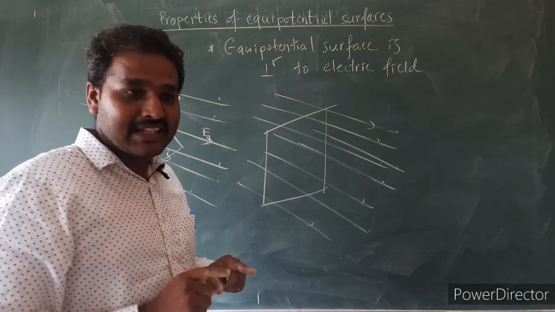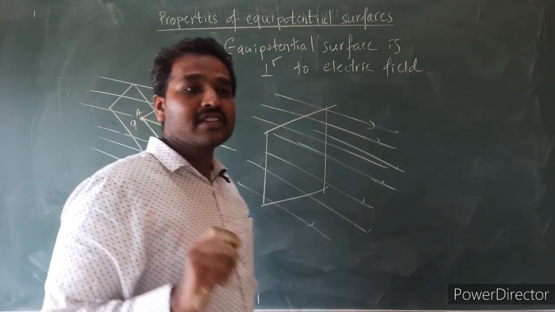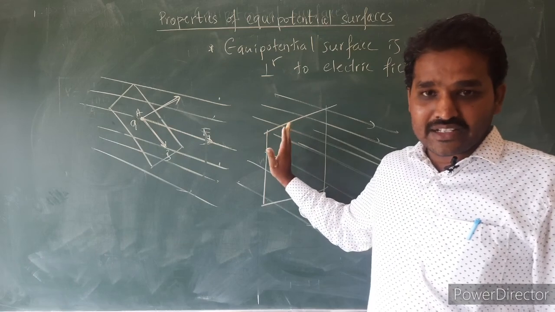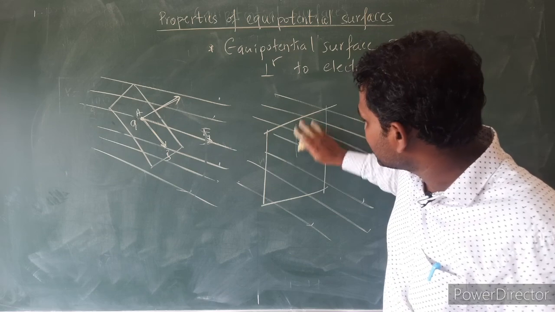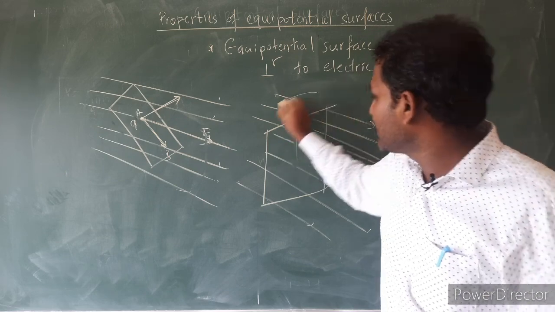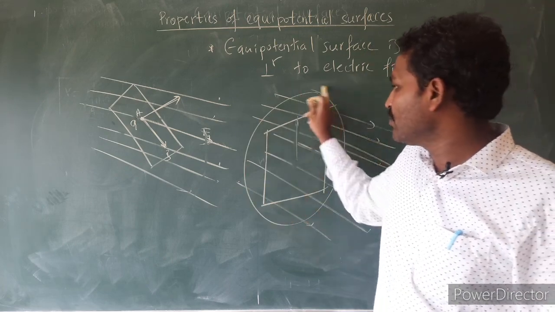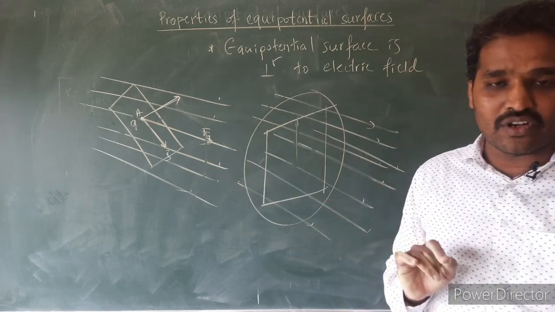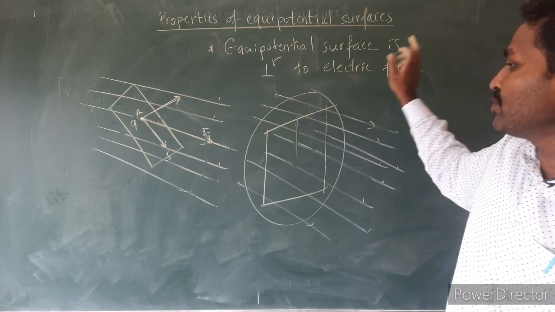So, in such case, I cannot call this surface an equipotential surface. For any surface to be an equipotential surface, it must be perpendicular to the direction of electric field. There should not be any horizontal component, there should not be any component along the given surface, parallel to the given surface. To fulfill that condition, the given surface must always be perpendicular to the direction of electric field. So, equipotential surface is always perpendicular to electric field.